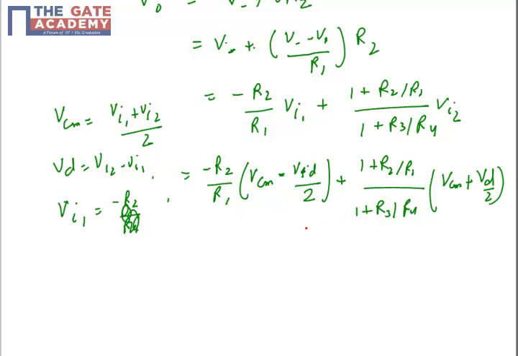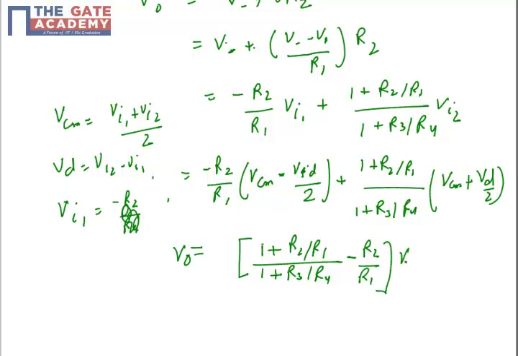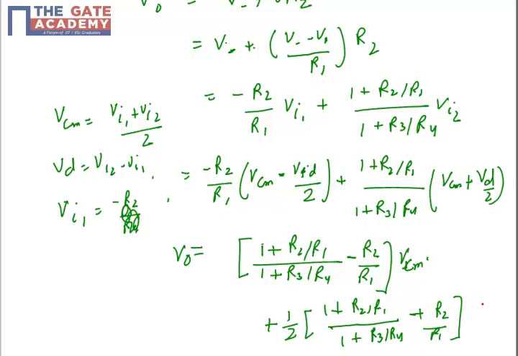Right, just separate the terms VCM and VD and you will get the expression as V0 is equal to [(1 plus R2 by R1) upon (1 plus R3 by R4) minus R2 by R1] times VCM plus half of [(1 plus R2 by R1) upon (1 plus R3 by R4) plus R2 by R1] times VD.